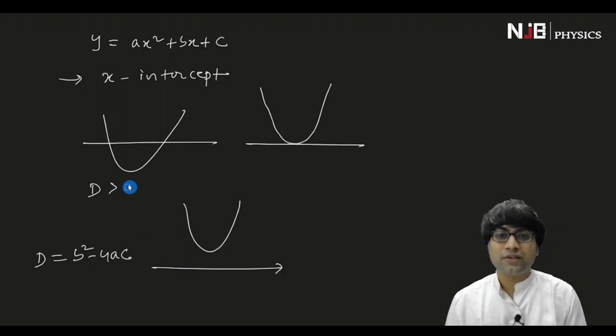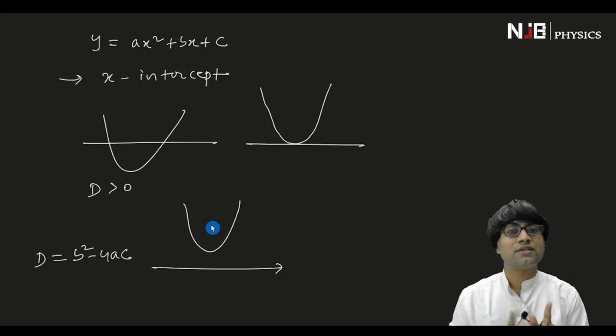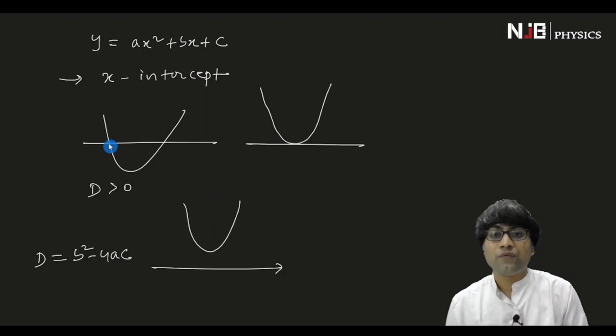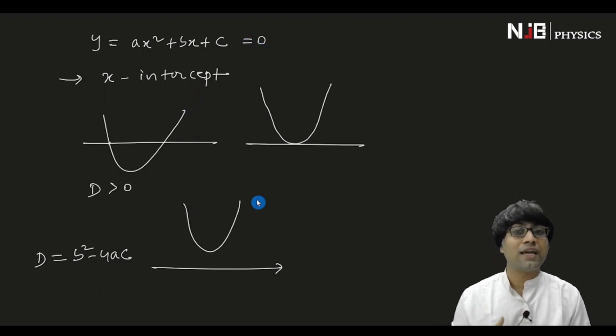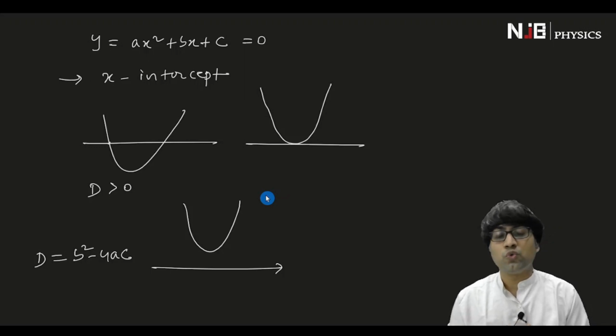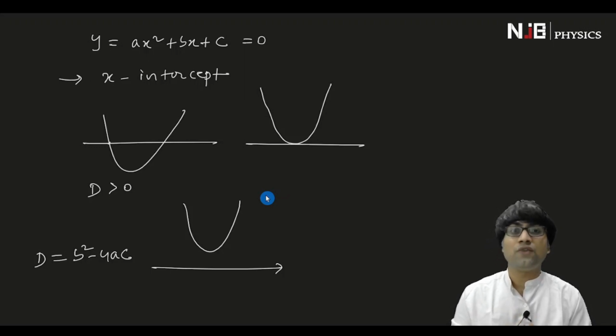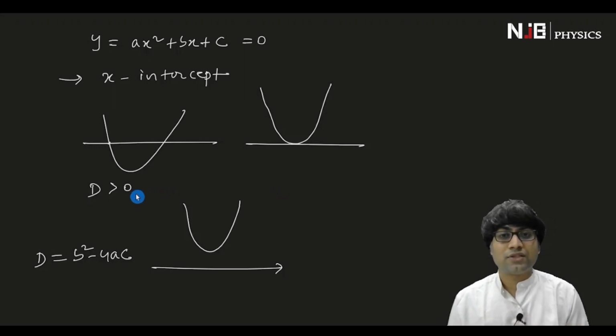If D is greater than 0, then the first situation it would be, that means the graph is going to cut the x-axis at 2 points. You already know that when we equate ax square plus bx plus c equal to 0, we are going to get the x-intercept. That means it is a quadratic equation. We may get 2 roots, we may get 2 roots coinciding, and we may not get any real roots at all. So in the first situation, if D is greater than 0, the graph is going to cut the x-axis at 2 points. One of the points is the smaller root, we can refer to it as x1. Another root, the bigger root, can be referred to as x2.